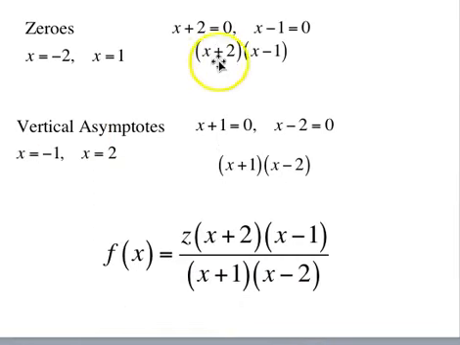So here were our zeros, x plus 2, x minus 1. Those are in the numerator. They make the function equal to 0. The vertical asymptote factors, x plus 1, x minus 2, go downstairs. They make the bottom 0. But I have some kind of a multiplier that I'm going to need to figure out, but that I can get from the horizontal asymptote.